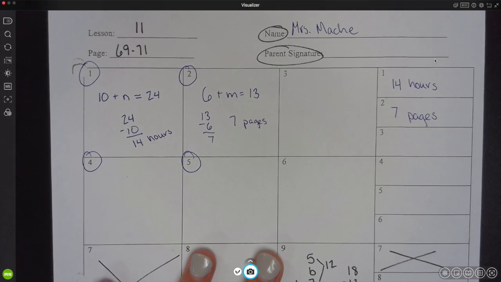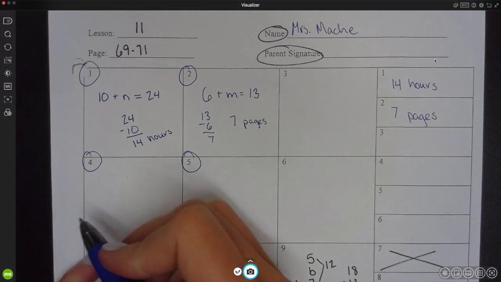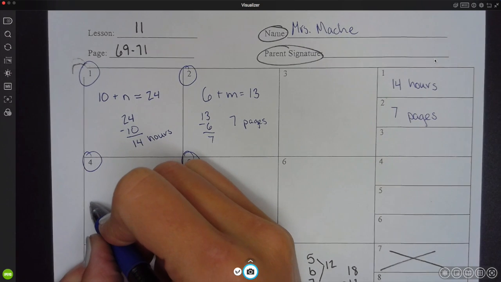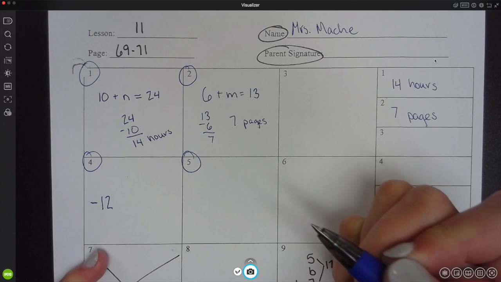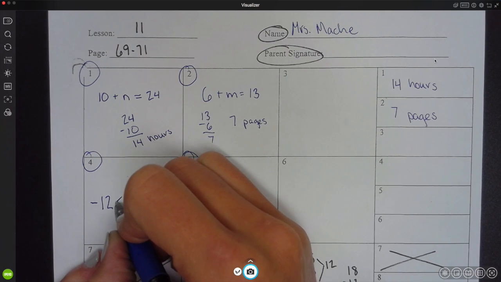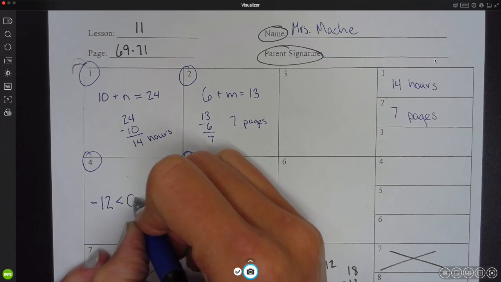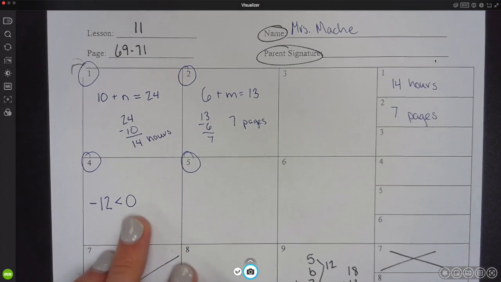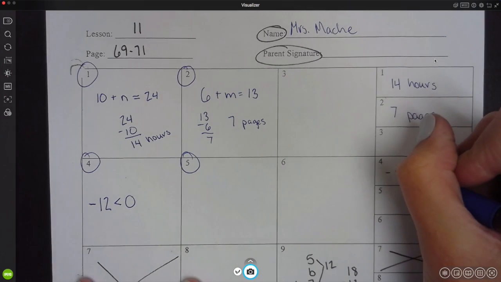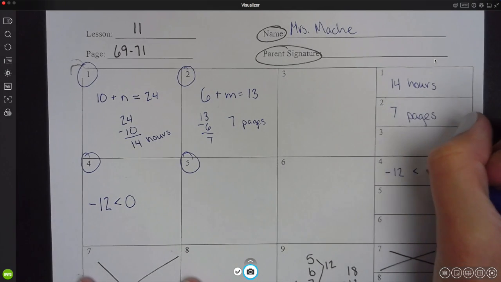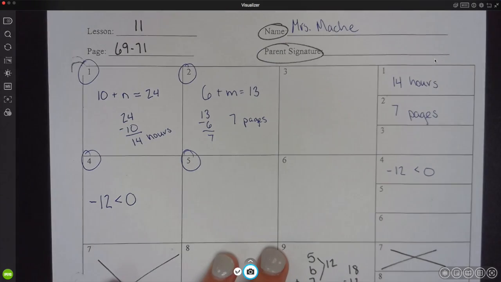Number 4. Use digits and symbols to write this comparison. Negative 12 is less than 0. So remember, negative numbers are below 0. So we're going to say negative 12 is less than 0, right? Because 0 is bigger, so you want to eat the bigger number. Anything negative is always smaller than 0.